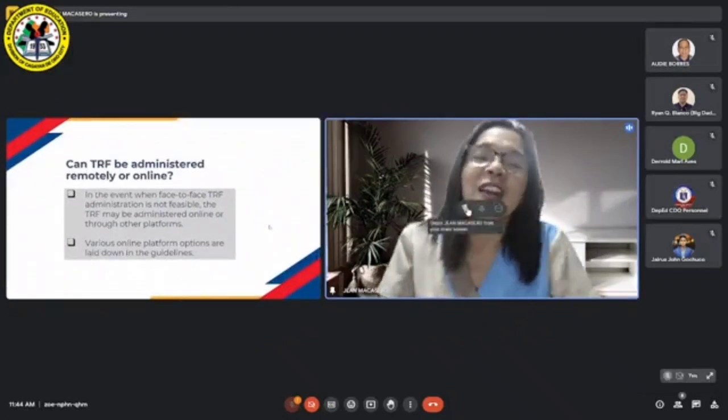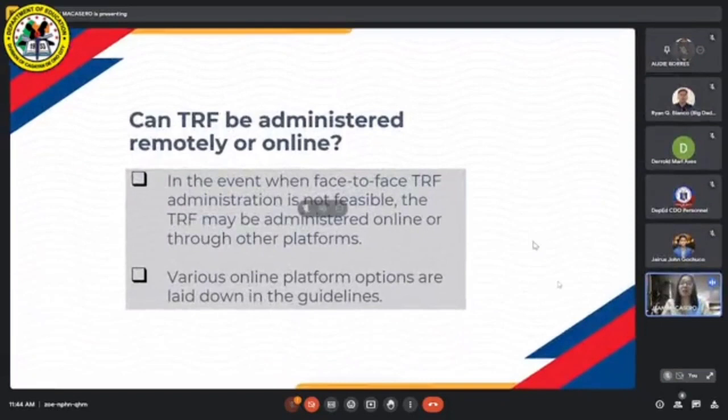Can TRF be administered remotely or online? In the event when face-to-face TRF administration is not feasible, the TRF may be administered online or through other platforms. Various online platform options are laid down in the guidelines.